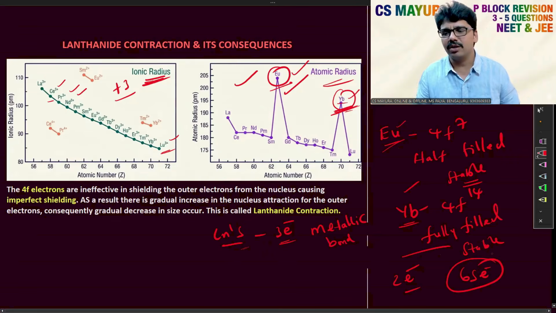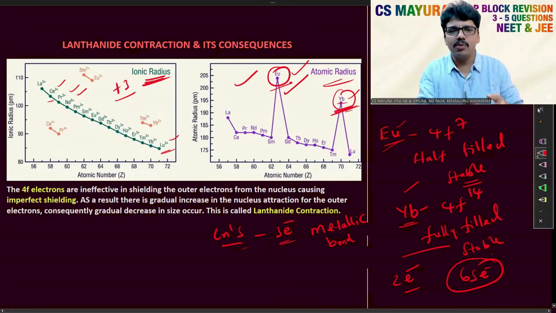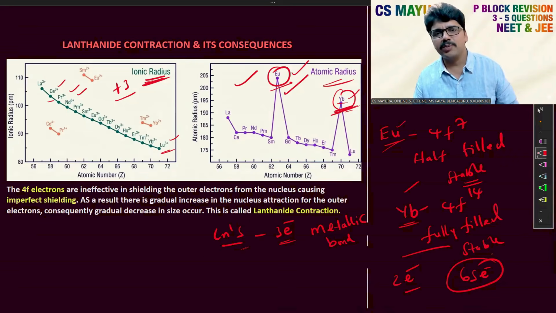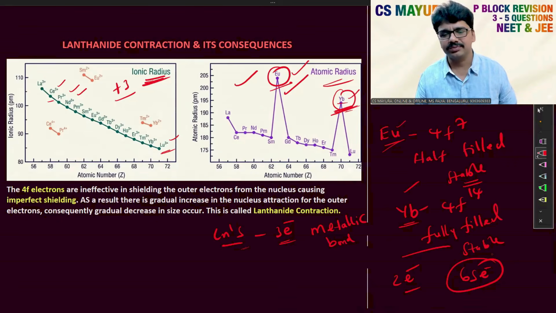The f electrons are not involved because they have stable configurations. So the number of electrons per atom involved in the metallic bond is less in europium and ytterbium. So the metallic bond is weak, and the size is not reduced. The size is higher. Relatively, europium and ytterbium have a higher atomic radius because only 2 electrons are involved in metallic bonding instead of 3 electrons. Right? I hope you understood this.